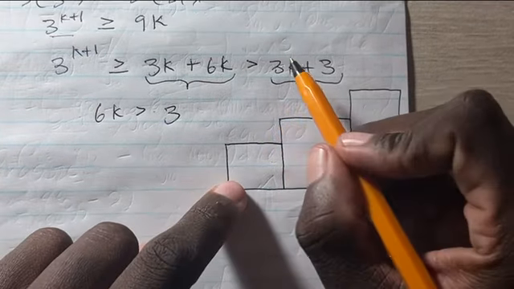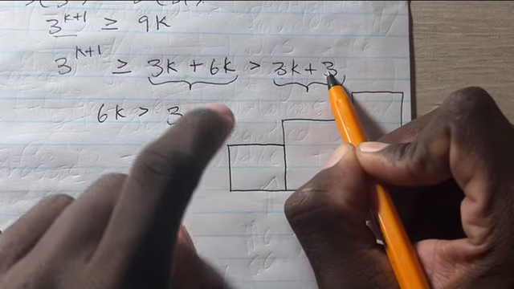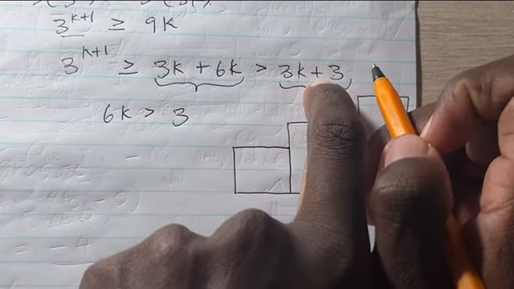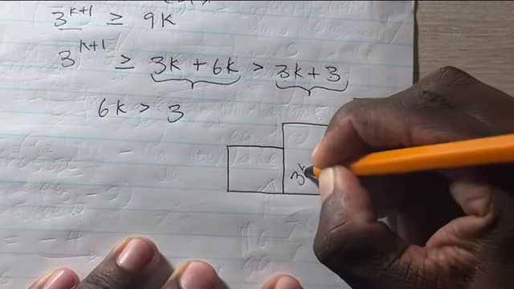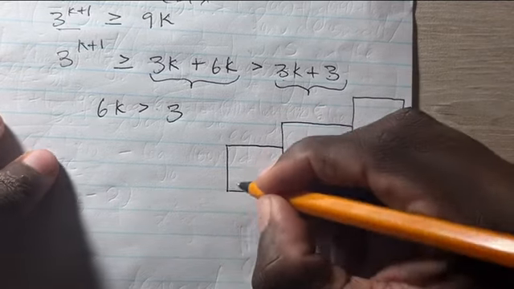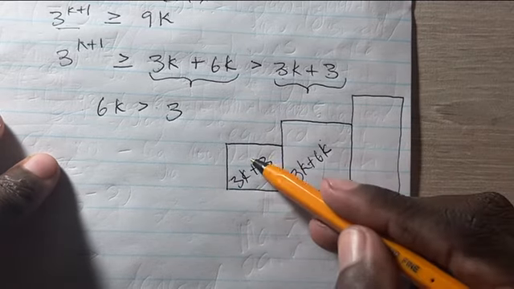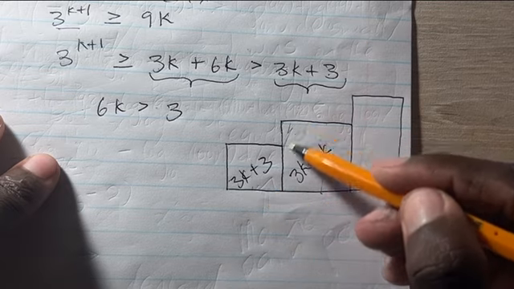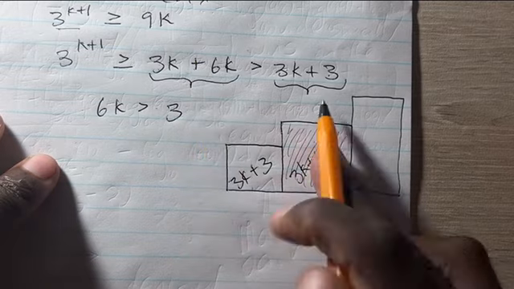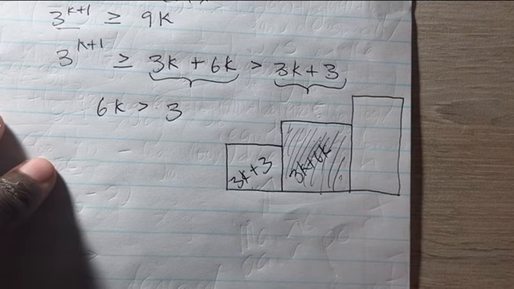Yeah, so 3 to the k plus 3. We are saying 3k plus 6k is greater than this guy. So this is 3k plus 6k. You see, it's taller than this guy, which is 3k plus 3. So he is bigger than him, right? That's what the first part is saying. He is taller than him. In fact, we can see it because this box is taller than this box.